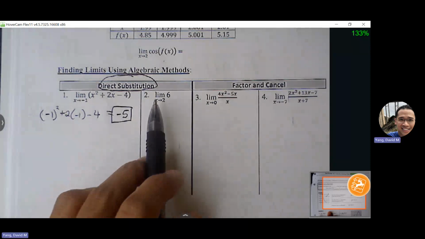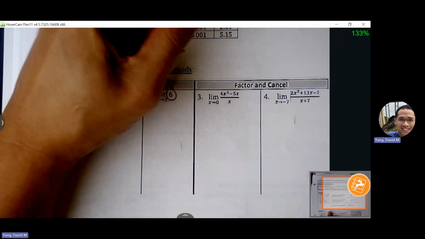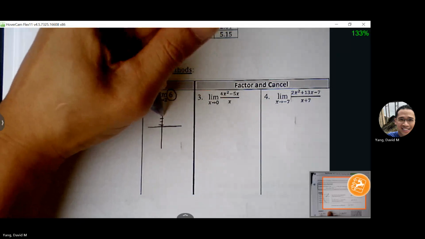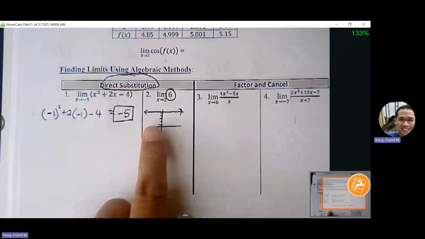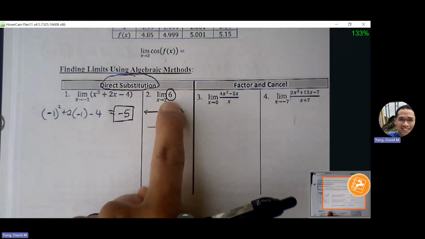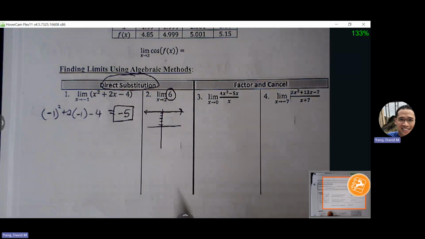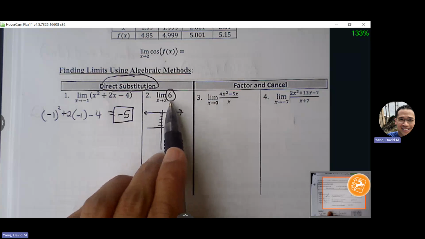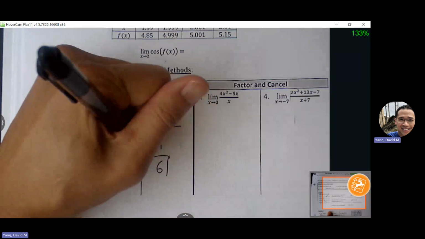Limit as x approaches 2 of 6. Let's think about what this graph looks like. What does y equals 6 look like? It's just a straight line, right? Is that y value ever changing? No. So the limit doesn't matter if I'm approaching 2 or 3 or 6 or 8. My y value is always 6, right? And if I try to do direct substitution, there's no x for me to plug in. And so the y value is remaining as 6 at all times. So the limit is just 6.